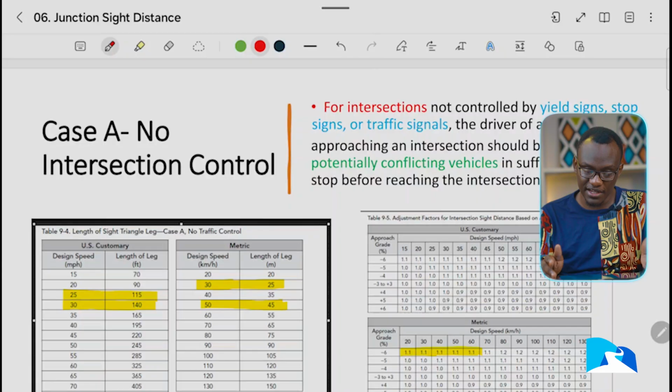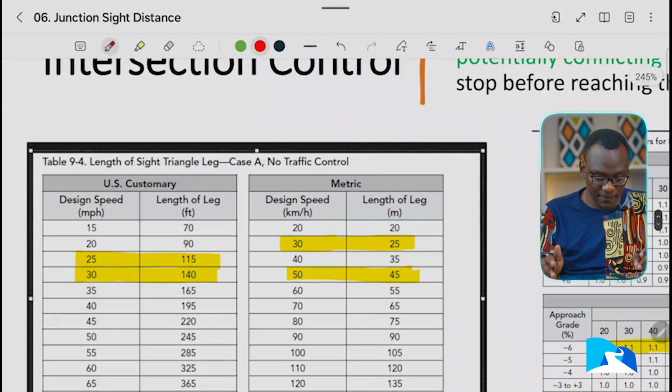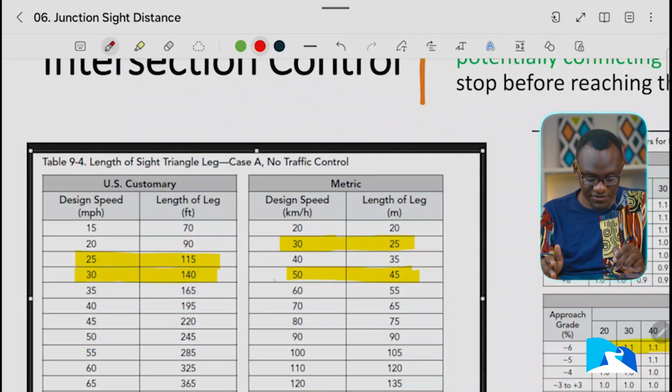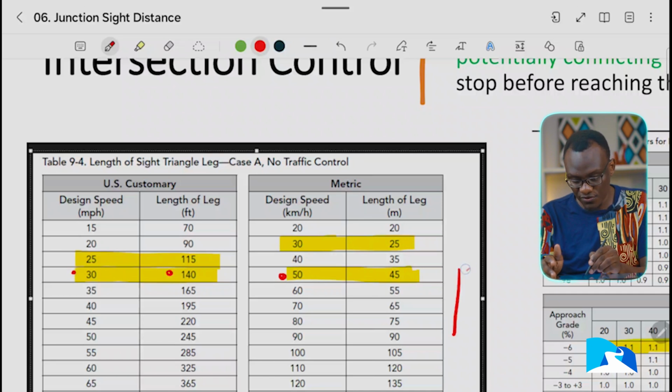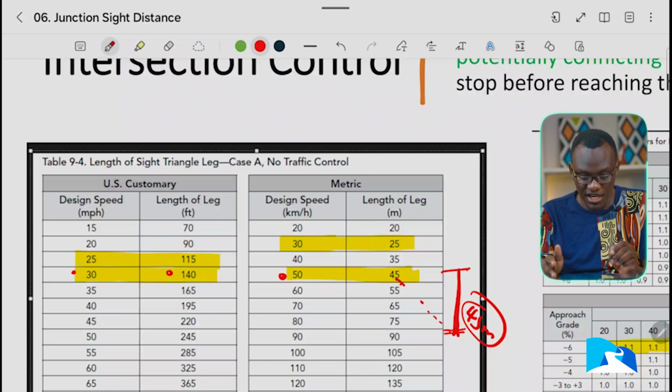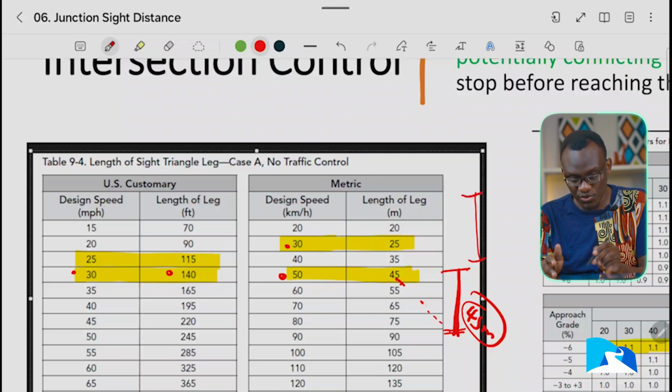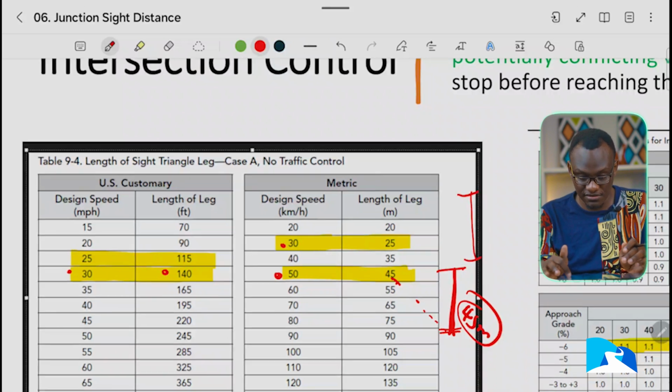So what are some of the considerations you can make? You shall find that they are going to recommend, if you're designing 50 kilometers per hour, or 30, they're going to recommend 140 feet or 45 meters. So from the junction, they're going to recommend the length of the leg to be 45 meters. Make sure at least you have that side distance of 45 meters. If you're designing for 30 meters, make sure you have 25 meters or 115 feet.